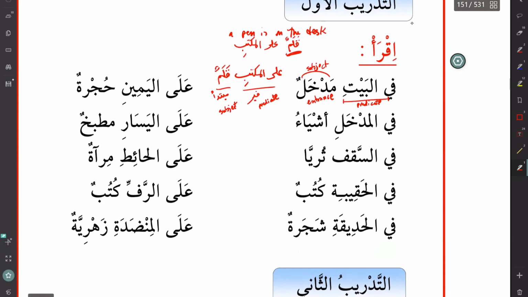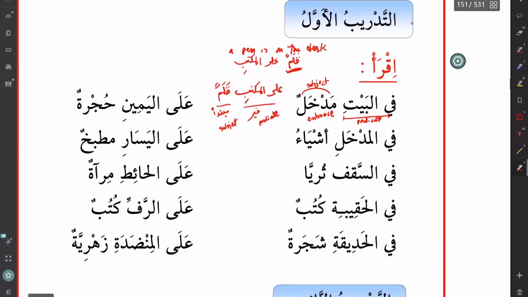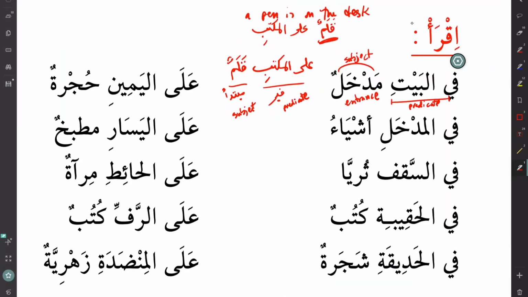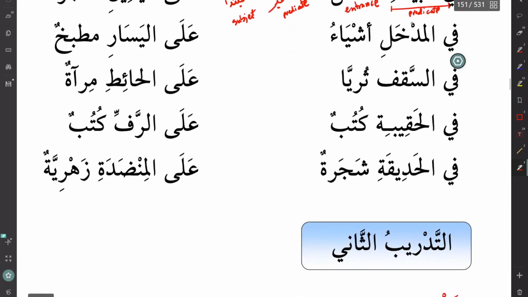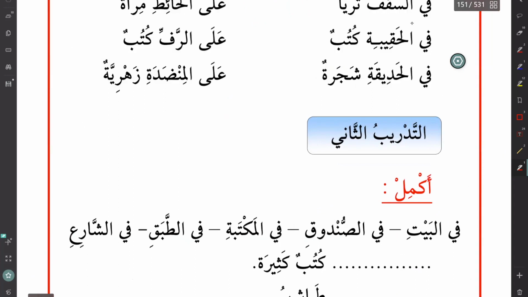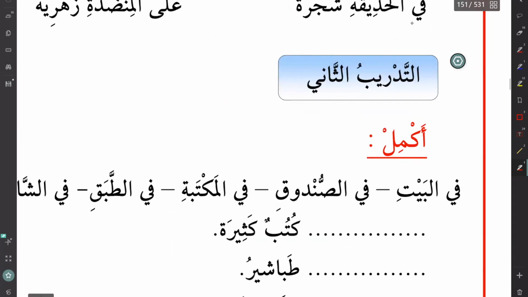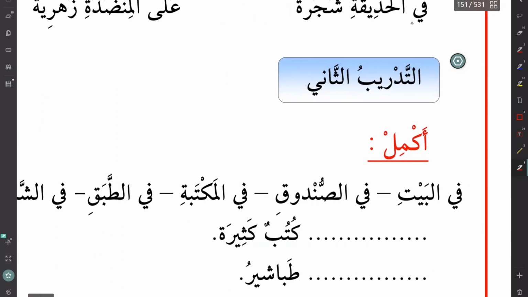Something just to keep in mind: these types of sentences are important. Okay. You have to understand how to use them and how to translate them. Okay. جيد. So next tadrib, التدريب الثاني, the second exercise, we have akmil. Here it's saying akmil, to complete.